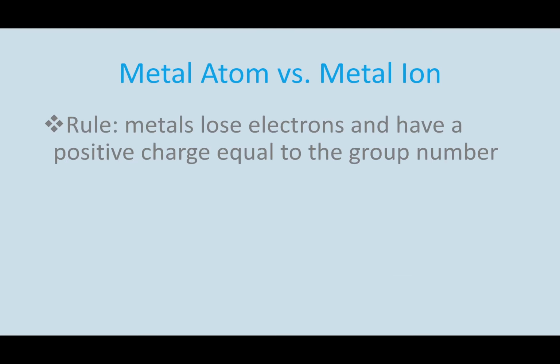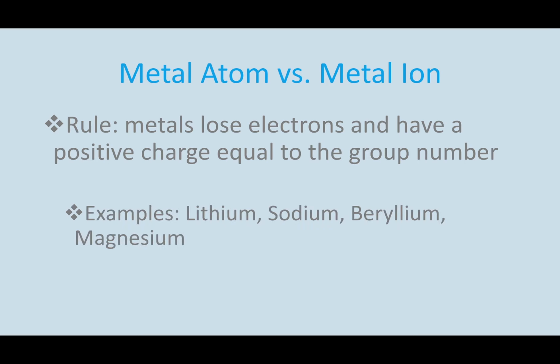So in general, the rule for metal ions, or metals in general, is that metals lose electrons. And when they lose electrons, they're going to end up with a positive charge that is equal to the group number. Remember, the group number is the columns. So magnesium was in the second column, so it has a charge of +2.